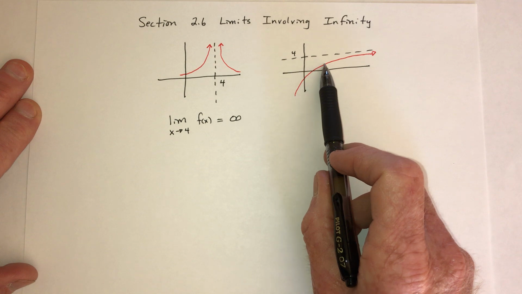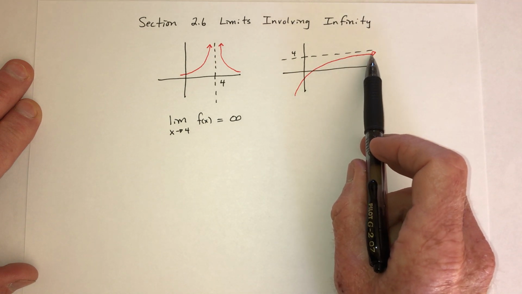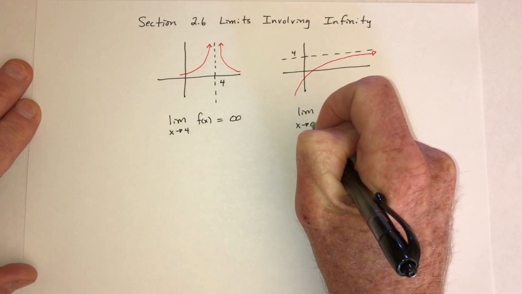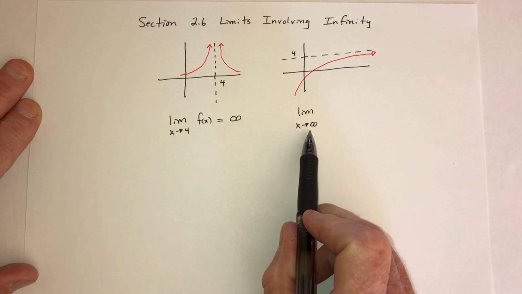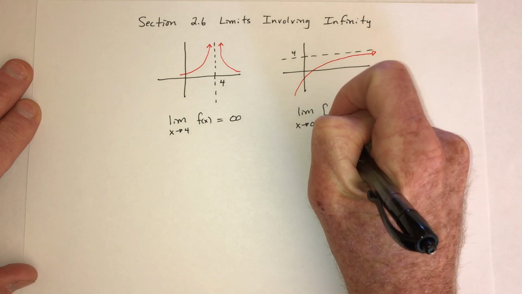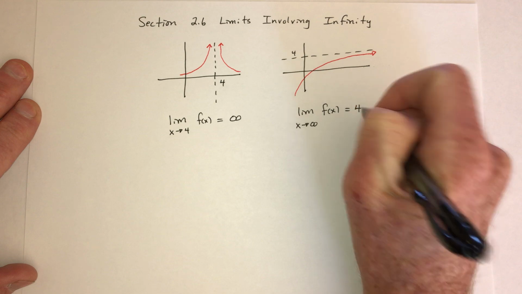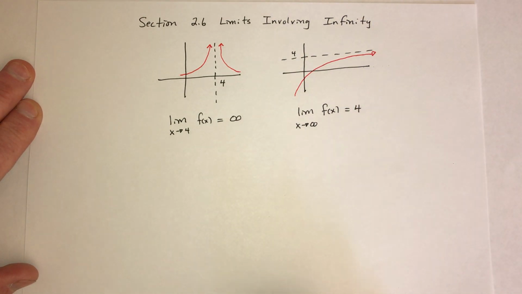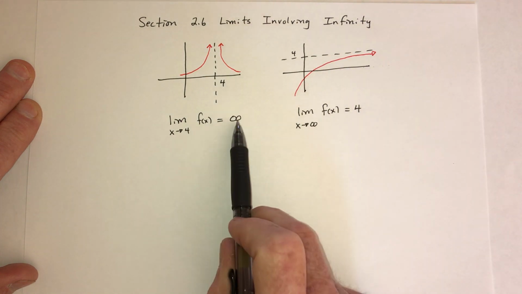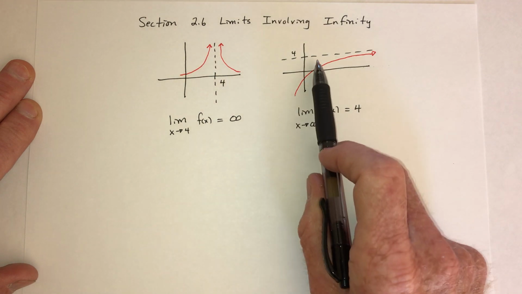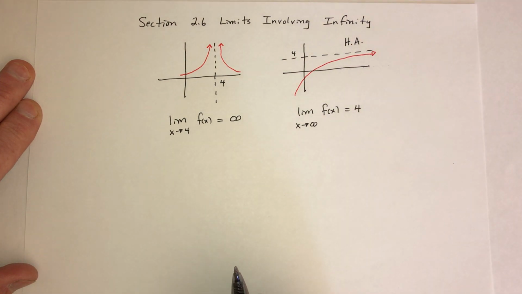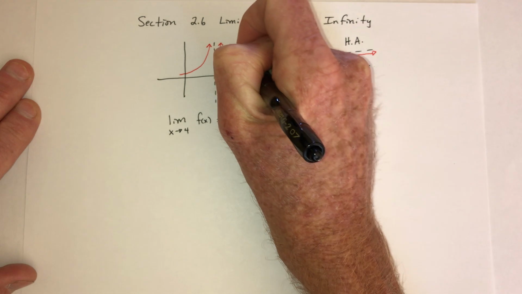This one, it's getting closer and closer and closer to this horizontal asymptote. The way that that would look with limits is the limit as you follow the graph out to the right. So the way we write that is x is going to infinity. So as x gets bigger and bigger and goes out to the right, what's happening to the function? It's getting closer and closer to a 4. So basically with limits involving infinity, we're either going to have an infinity right here or we're going to have an infinity right here. So this dotted line, that's a horizontal asymptote, often abbreviated as HA, and this one is a vertical asymptote.